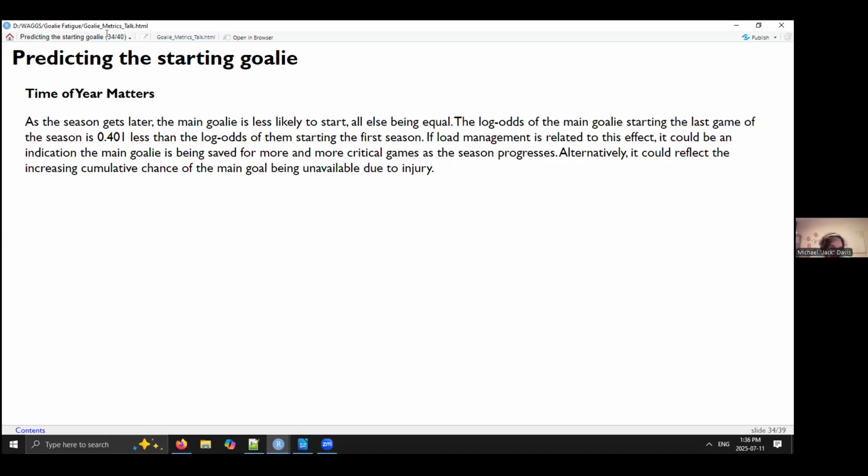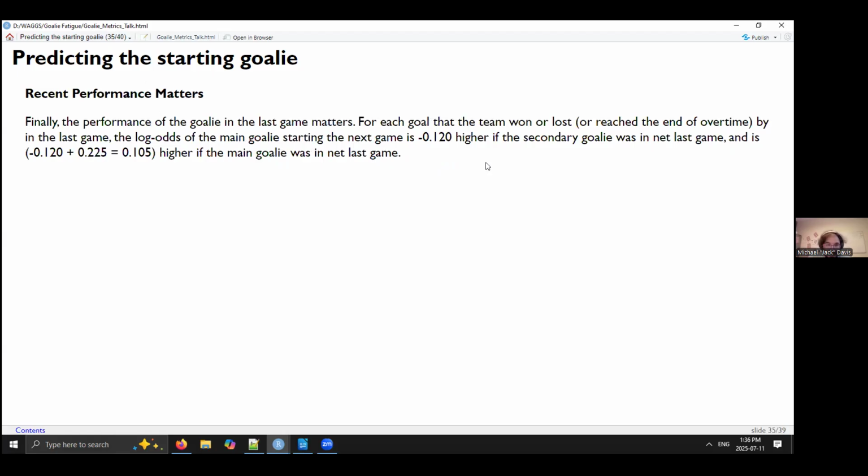That would make it less likely, and then they know with more certainty if they're on the bubble or not. But also, the main goalie's less likely to start, all else being equal, which is maybe kind of surprising. Maybe it's because they get worn out more, or maybe it's because the backup has proven themselves more. There's lots of other possibilities there. Recent performance matters, and this one is probably a little bit.